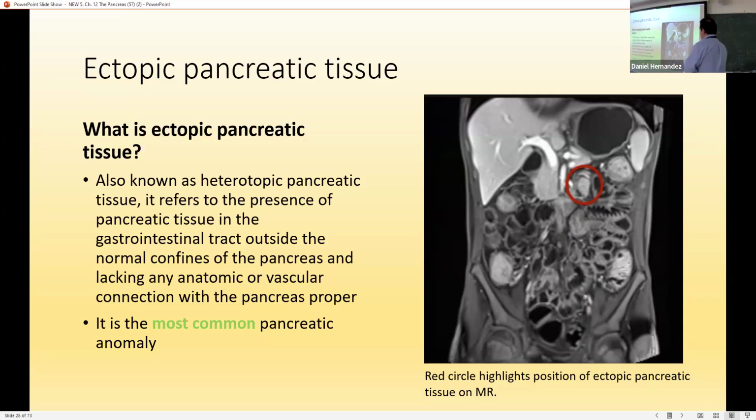So in these cases, patients might have a normal pancreatic tissue, and then an area of pancreatic tissue that exists outside of that normal, proper pancreas.